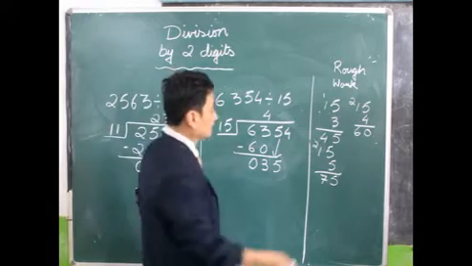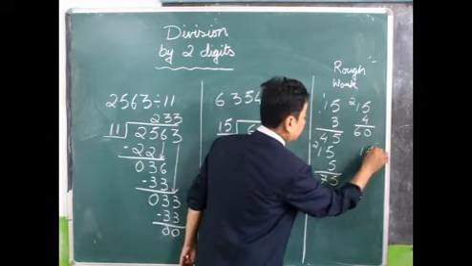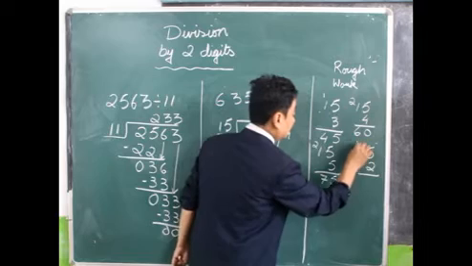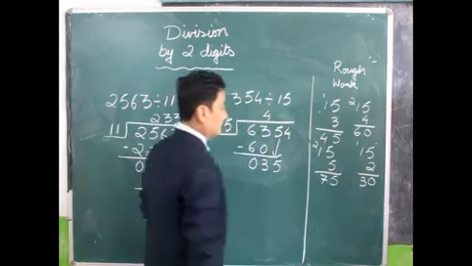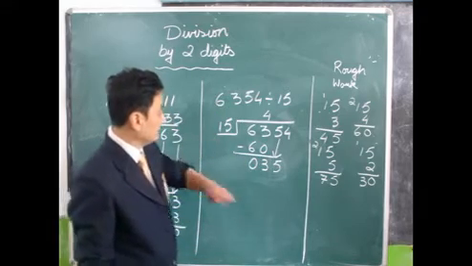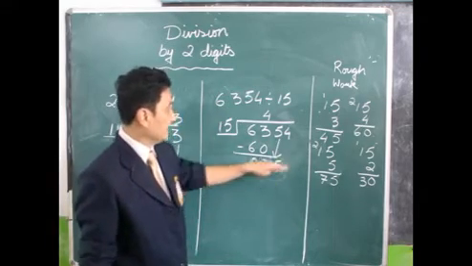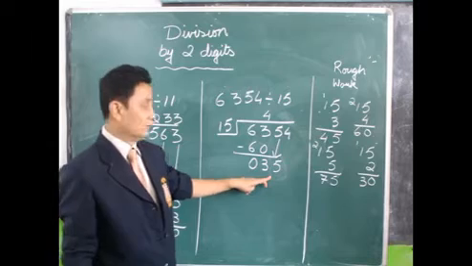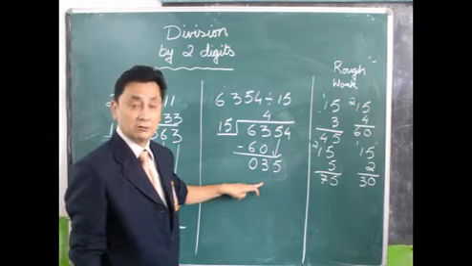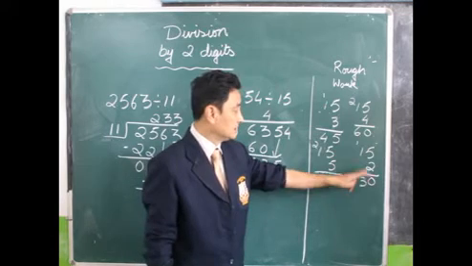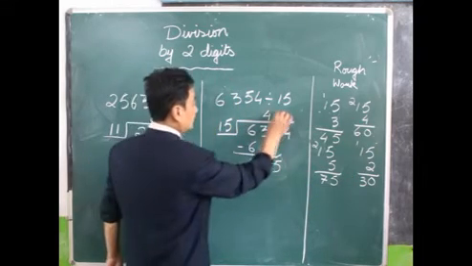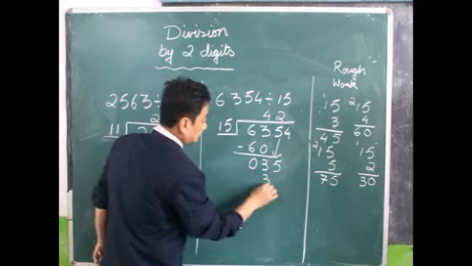15 twos are, let's see. 15 twos are, 2 fives are 10. 2 ones are 2 plus 1, 3. We've got 30. And the number here is 35. Can we put 45? No. Can we put 50? No, it's too small. The right number is 30. So 15 twos are 30.